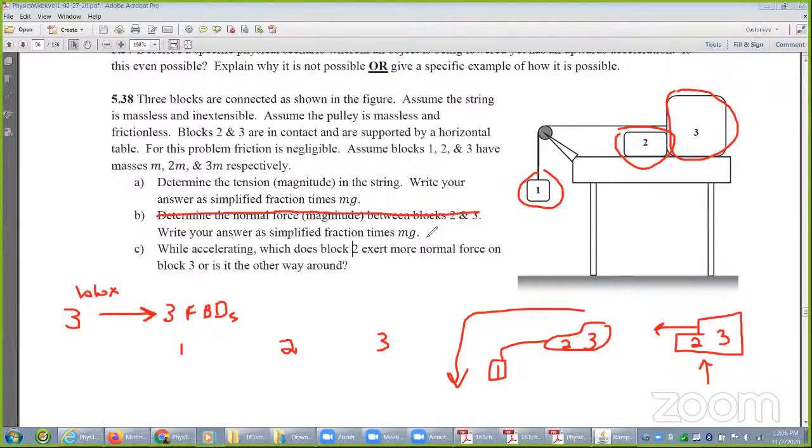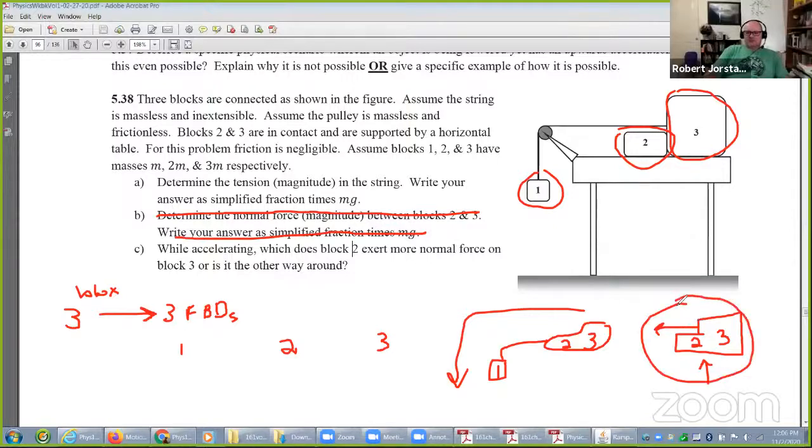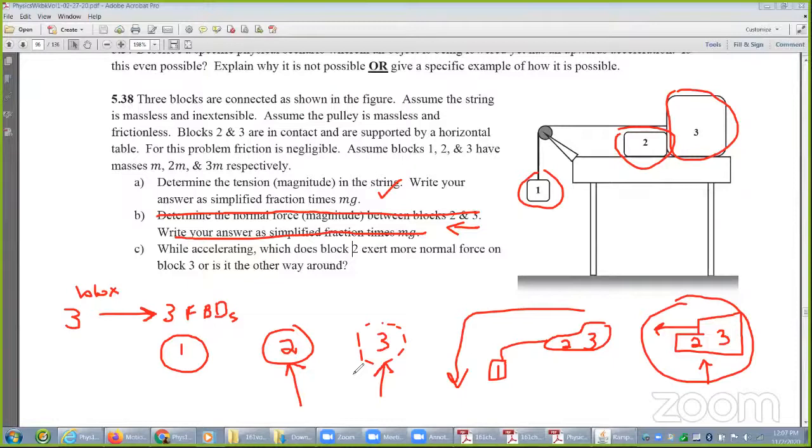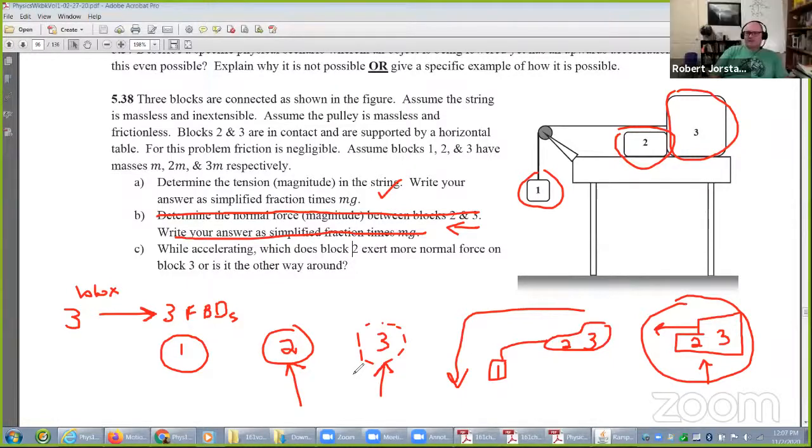Do you see that? And so by doing this, it turns out you could actually do the system FBD and then maybe block 1, and that might give you the first part. And then you could go back and do block 2 or block 3 to get the second question. Now, which FBD looks easier, block 2 or block 3? Which of those 2 FBDs by itself do you think is going to be easier to deal with? 2. There's just fewer forces on it, right? You don't have the tension from the string.